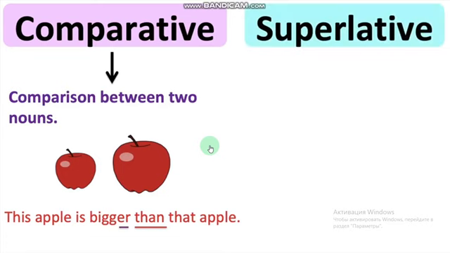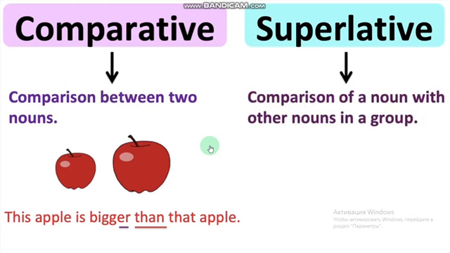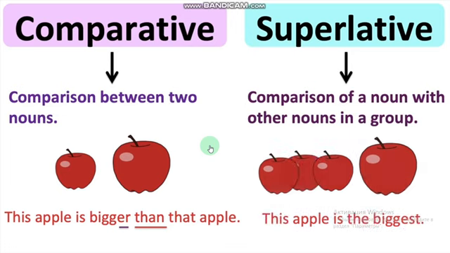Superlative adjectives compare one thing or person with all other things or people in the group. Therefore, it's a comparison of a noun with other nouns in a group. For example, this apple is the biggest. Notice that we use the article the followed by the adjective ending in est.